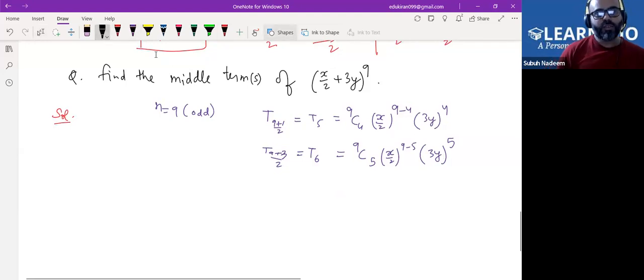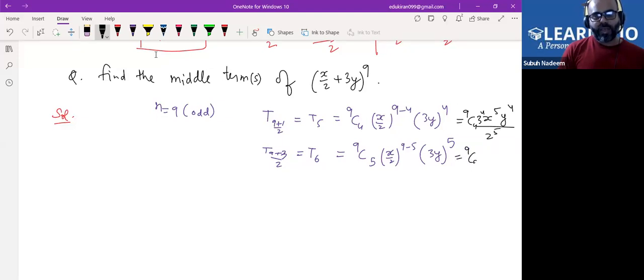Now after getting these two terms, let us write it like this. This is 9C4 x to the power 5, y to the power 4, and it is 3 to the power 4 divided by 2 to the power 5. And the other term is 9C5 and x to the power 4, y to the power 5, and it is 3 to the power 5 by 2 to the power 4. So these two are the middle terms.